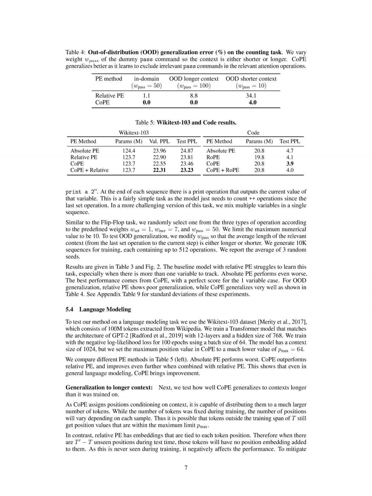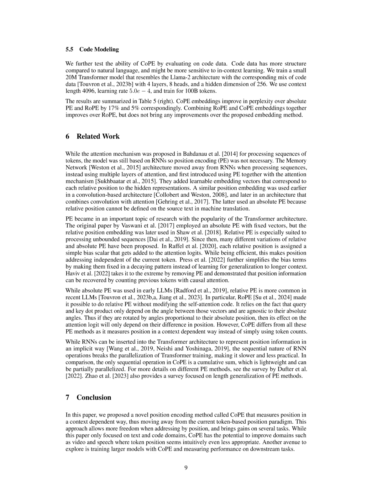Secondly, COPE was tested on a language modeling task using Wikipedia text, demonstrating improved performance compared to standard PE methods. Additionally, COPE was evaluated on a code modeling task, showing a 17% improvement in perplexity over absolute PE and a 5% improvement over RoPE. Furthermore, a new word count task was introduced to assess COPE's effectiveness in counting specific words in sentences, where COPE significantly enhanced the model's performance on this context-dependent task.